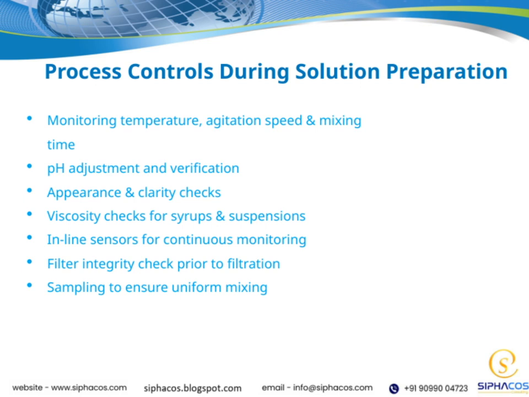Next, pH adjustment and verification are essential steps. Maintaining the correct pH not only affects the stability of the solution, but also its efficacy and safety. It's important to verify pH after adjustments to confirm it's within the specified range. Appearance and clarity checks are another vital part of quality control. Visually inspecting the solution helps us identify any particulates or cloudiness that might indicate contamination or improper mixing.